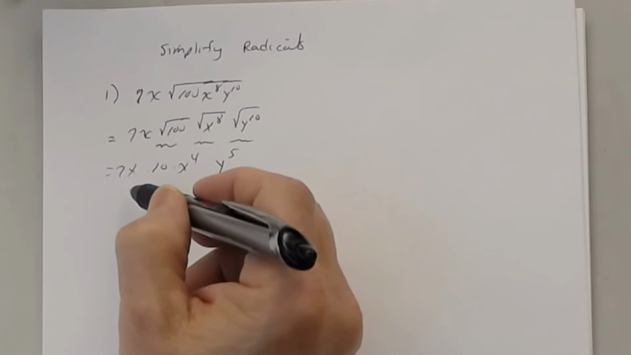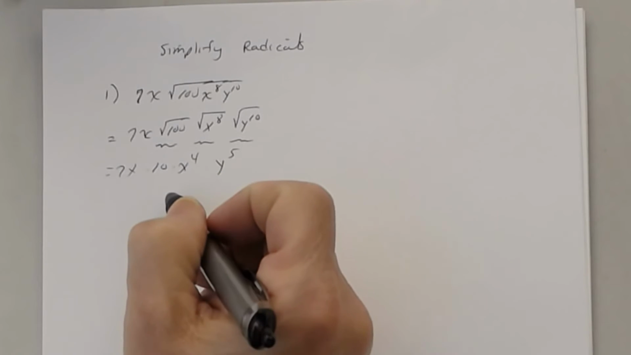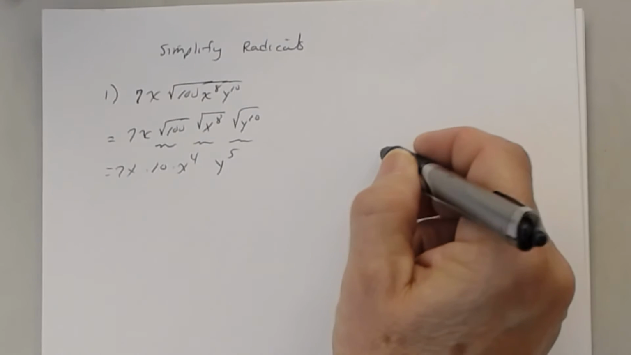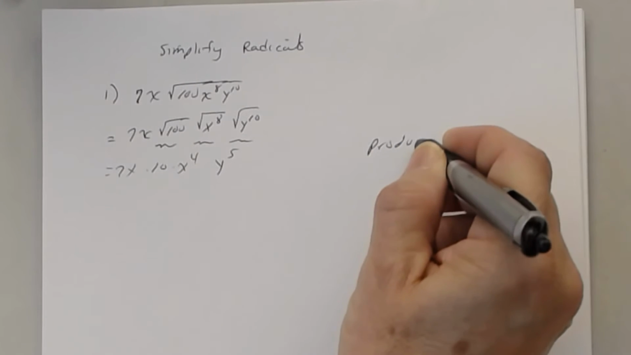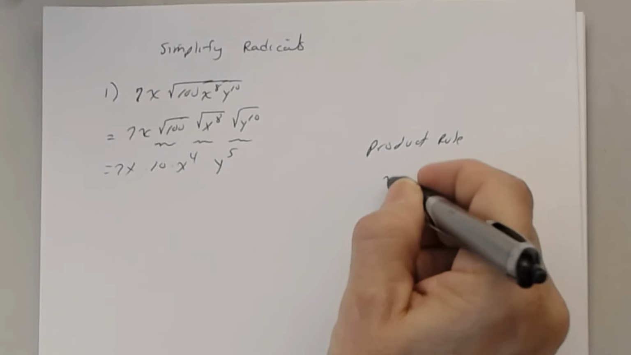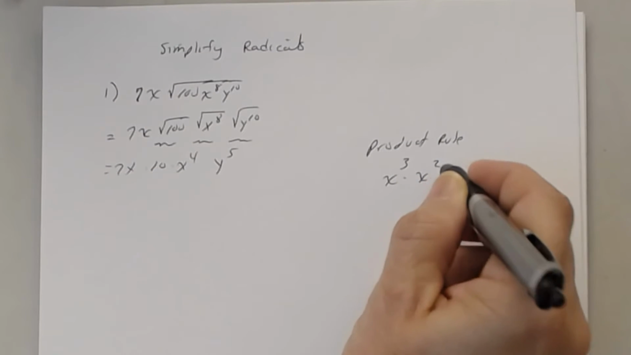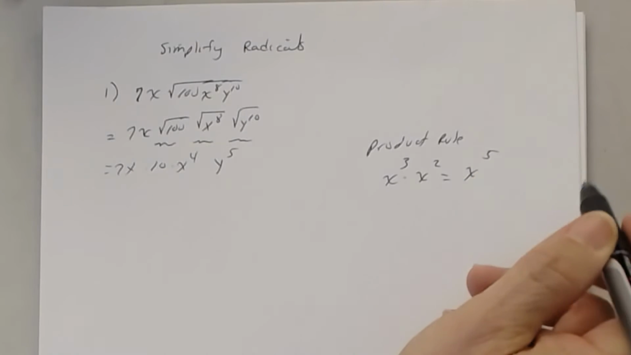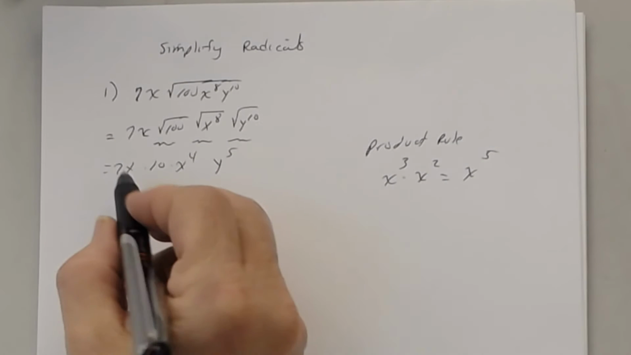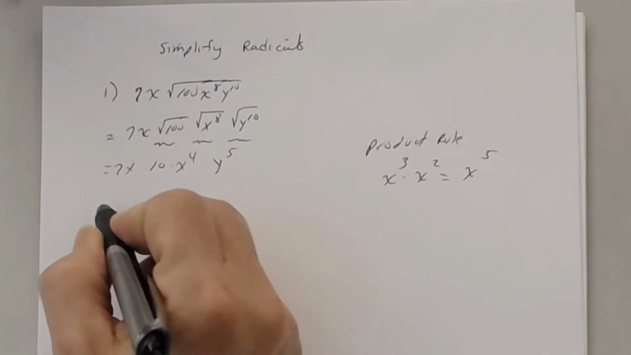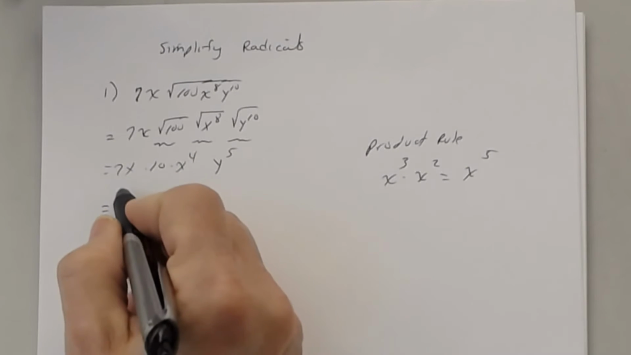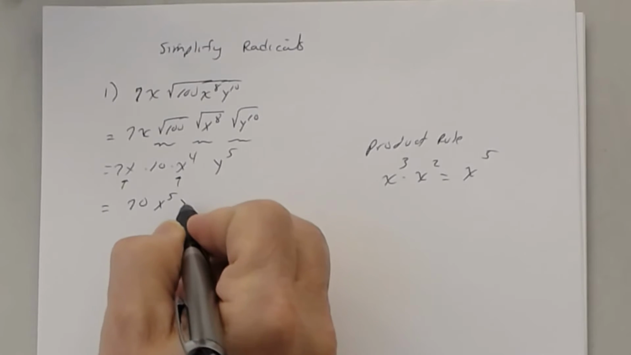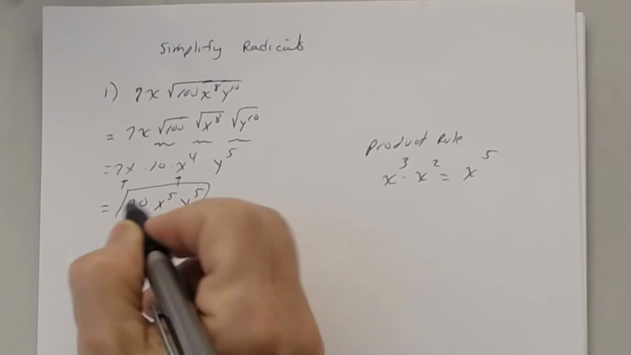Okay? But you didn't leave your answer like this, remember, because you also remember some properties from a previous course. When you multiply, remember the product rule, when you multiply like bases, what do you do with those exponents? You add them, so it's x to the 5th. So you're going to use the same idea here. First of all, what's 7 times 10? So I get 70. What's x times x to the 4th? X to the 5th. And then you're left with y to the 5th. So that will be the answer.